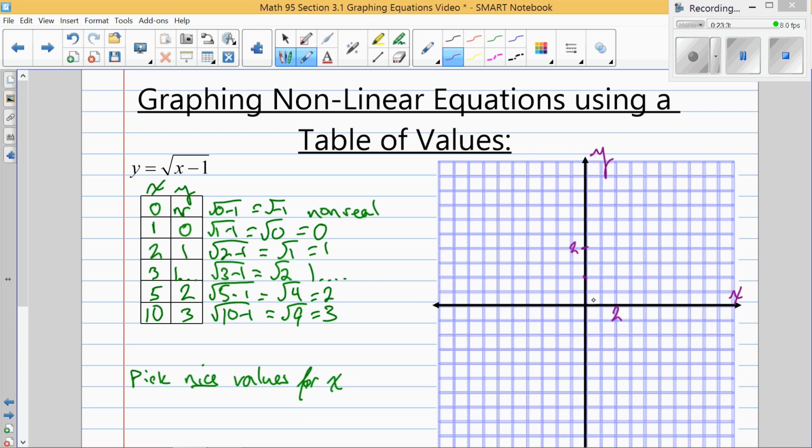So now when x is 0, I don't get anything nice. I don't get a value. But when x is 1, I do. When x is 1, I get out a 0. So I'm going to plot my 1 and my 0 there. When x is 2, I get out a 1. When x was 3, I got out a little over 1, which is really hard to graph, so I'm not actually going to plot that point. But when x is 5, 3, 4, 5, I get out a 2, and when x is 10, I get out a 3. And I can graph this function.